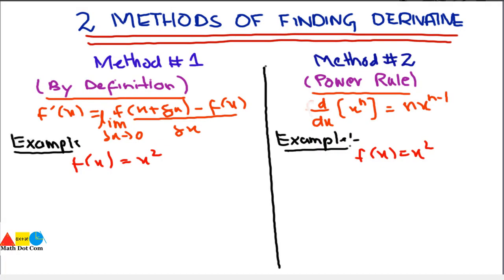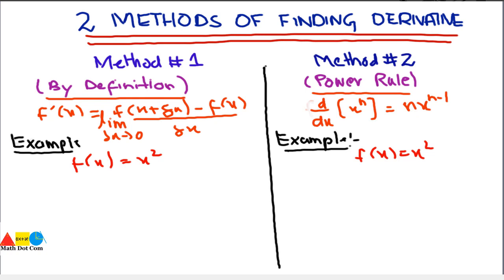Today we are going to see the two methods of finding the derivative. Method number one is by definition, or according to the concept of the derivative, where we use the formula f dash of x, that is the derivative of x, is equal to limit of del x approaches to 0, f of x plus del x minus f of x divided by del x. This is by definition, or it is sometimes also called the first principle method or ab initio method.